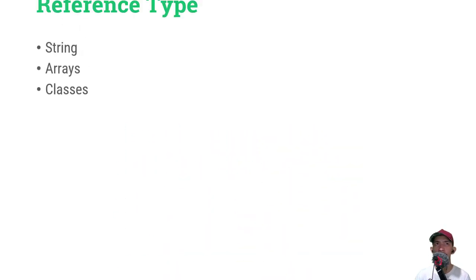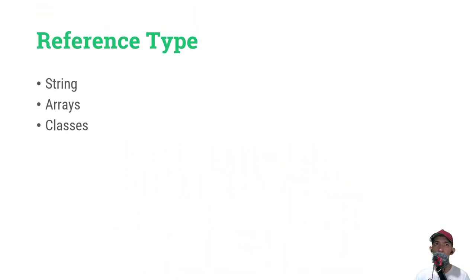On the other hand, ito naman yung mga reference type natin. We have string, arrays, and then classes. Basically, hindi muna natin ngayon tatalakayin si arrays and classes, and konti lang yung ipapakita natin for string. But basically, ginagamit natin si string whenever na gusto natin mag-store ng alphanumeric characters or special characters, or isang paragraph, isang sentence sa isang variable.